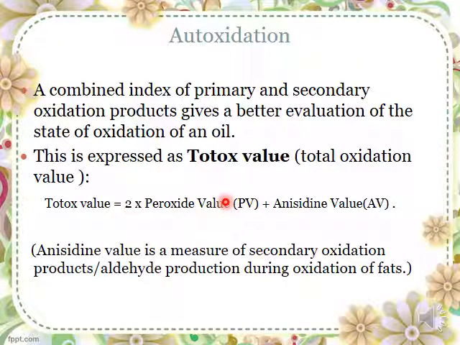So a combined index of primary and secondary oxidation product will give a better evaluation of the state of the oxidation of a particular oil, and this is expressed as Totox value. Totox value means total oxidation value. So this is the formula. Totox value is 2 times peroxide value plus anisidine value. So 2 times PV plus AV. AV is a measure of the secondary oxidation product, in this case aldehyde.